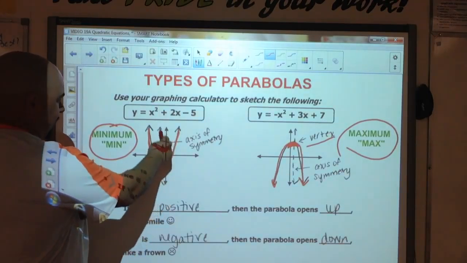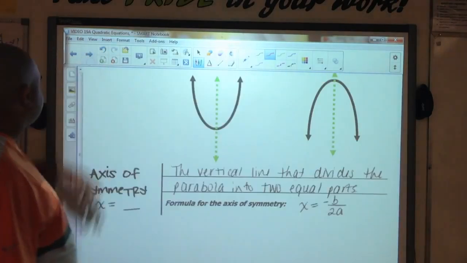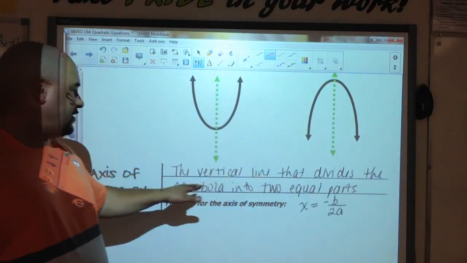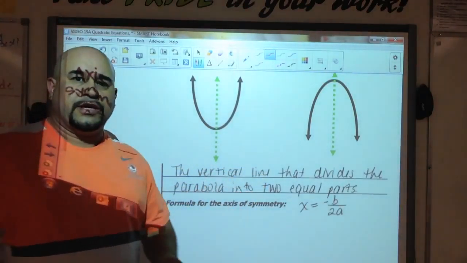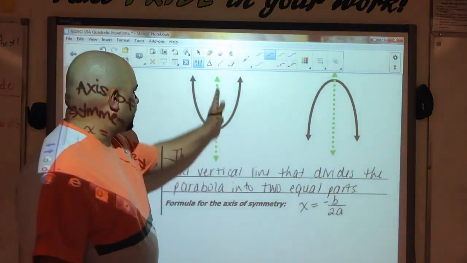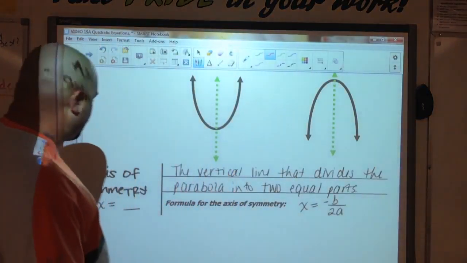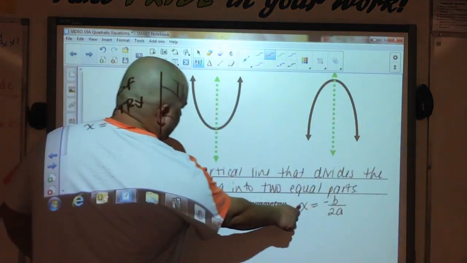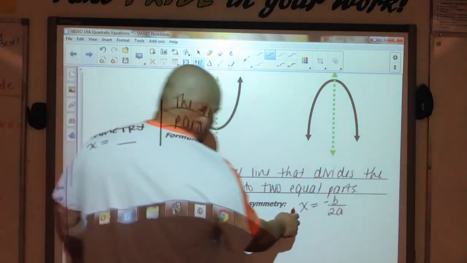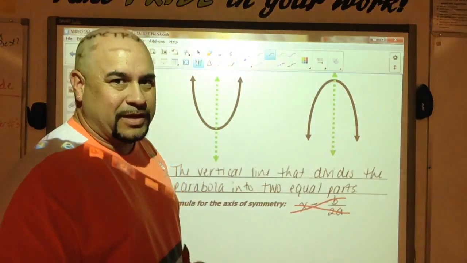Other things that we're going to talk about is called the axis of symmetry, and then the vertex. The axis of symmetry is the vertical line that divides the parabola into two equal parts. Notice it looks like a dashed line that you put between the two equal parts. The formula for the axis of symmetry is x equals negative b over 2a. But we're not going to worry about that in this class. I'll show you a nice, easy way to get that.